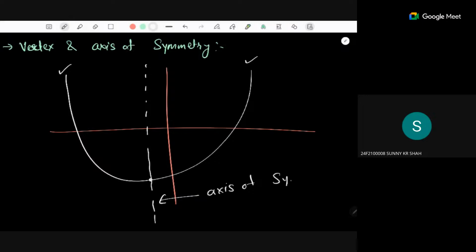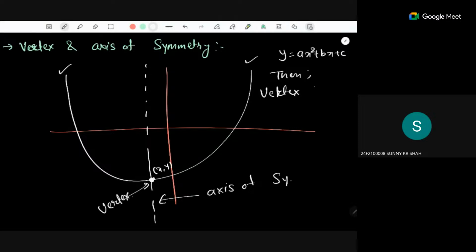And where this line intersects the parabola, that point is known as the vertex of the parabola. Now, if we have an equation of a parabola y equals ax square plus bx plus c, then the coordinate of the vertex and the equation of the axis of symmetry, which is just a straight line, have a particular form, as you guys know, with minus b by 2a. The coordinate of the vertex, again a point, has an x coordinate and a y coordinate.